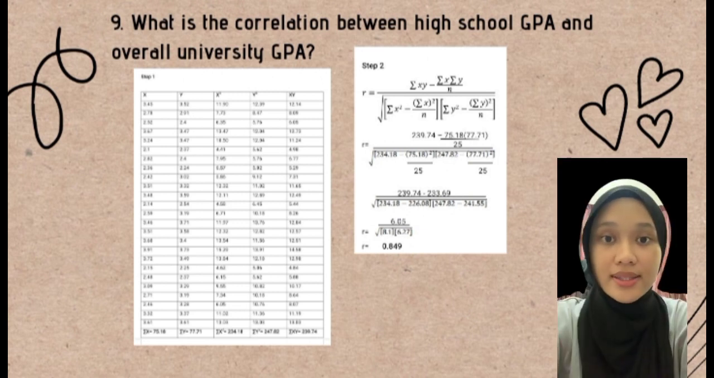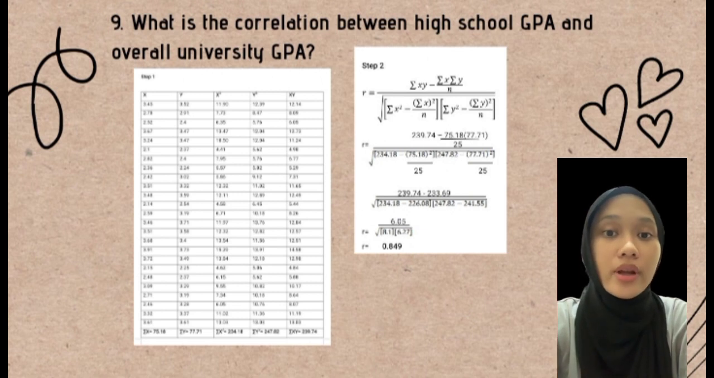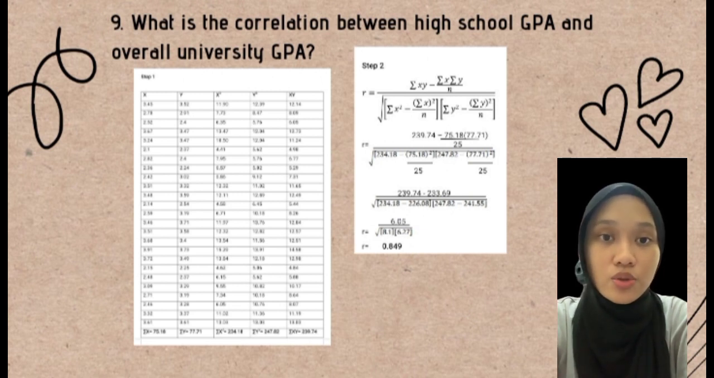So, I will be discussing question number 9 and 10. For question number 9, what is the correlation between high school GPA and overall university GPA? Okay, in step number 1, we need to make a table. In the table, we need to list the information on high school GPA and overall university GPA from Excel. X represents high school GPA and Y represents university GPA. After we list X and Y in the table, we need to find X square and Y square. After that, we list them and put them in the table.